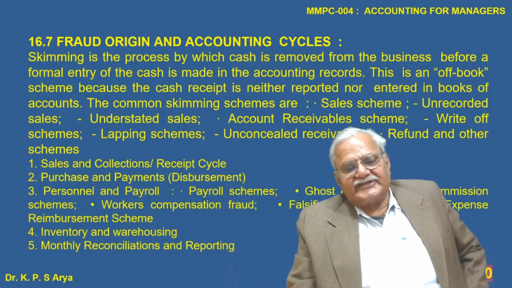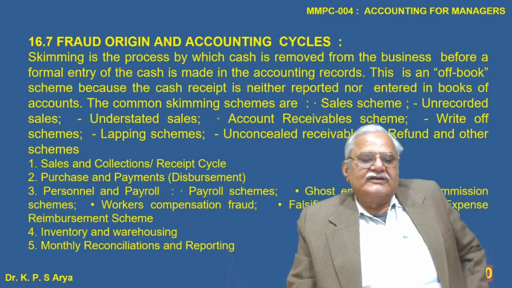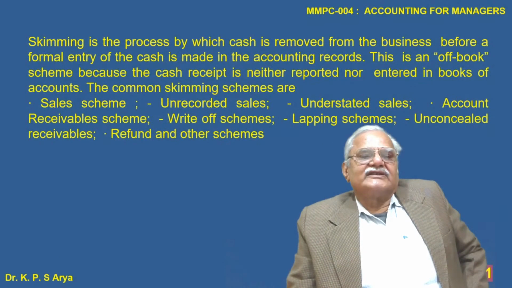Sometimes monthly reconciliations are not done, and if done, the actual stock is not available, but the reconciliation is made in the books and reported. The scheme is the process by which cash is removed from the business before a formal entry of the cash is made in the accounting records. This is an off-book scheme because the cash receipt is neither reported nor entered in the books of accounts.